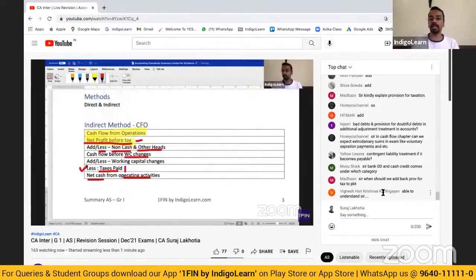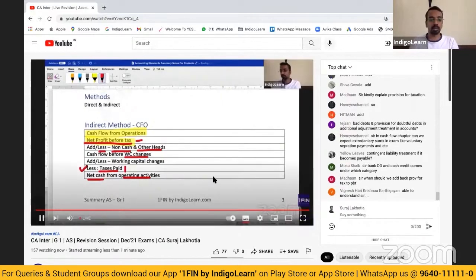Bank OD and cash credit are generally from financing activity. Contingent liability treatment: if it becomes payable, then you would recognize it as a liability. Done. Right?